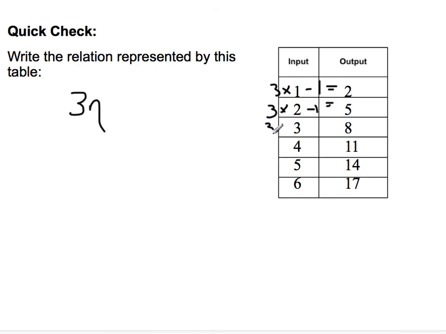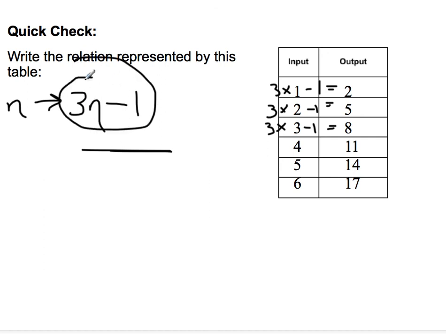Perfect. Okay, let's try one more just to make sure that's our rule. 3 times 3 is 9, minus 1 is 8. So my relation is actually 3 times the number, subtract 1, and it will always give me my output, no matter what that number is. There's my relation. Now, if you want to write it as n arrow 3n minus 1, that's fine because a relation is comparing two different things. But you will see all I'm looking for is just that algebraic expression.